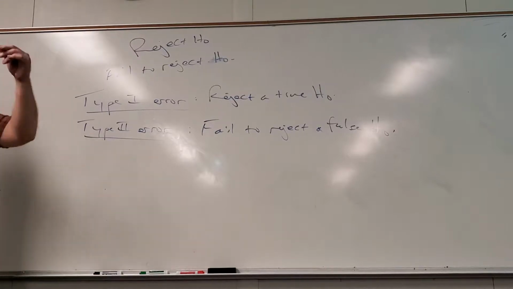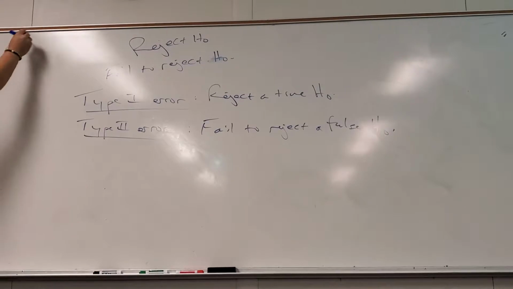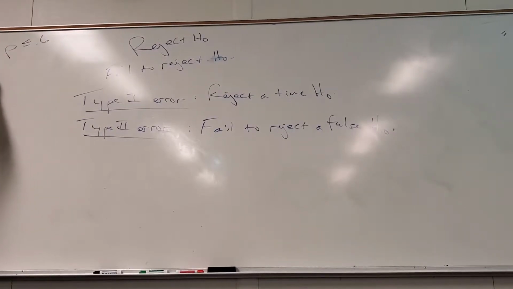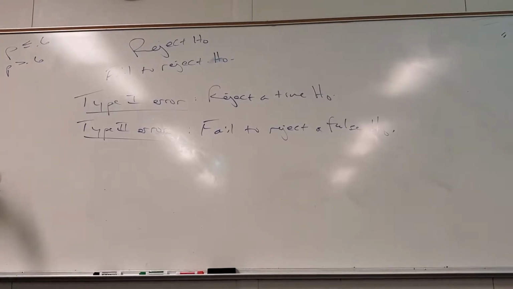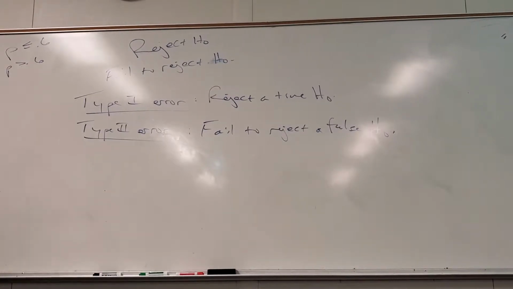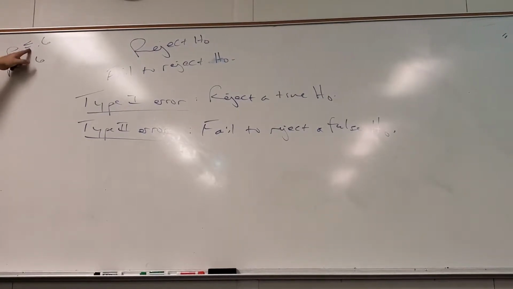So if my claim was, if my H0 was p less than or equal to 0.6, and my H1 was p greater than 0.6, what would a type 1 error be? What did we do? If I made a type 1 error, what did we do? We rejected this, when in reality p really is at most 60%. That's how you would answer the question in the homework.